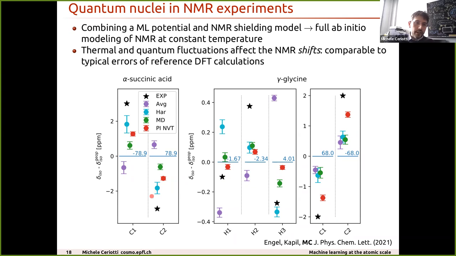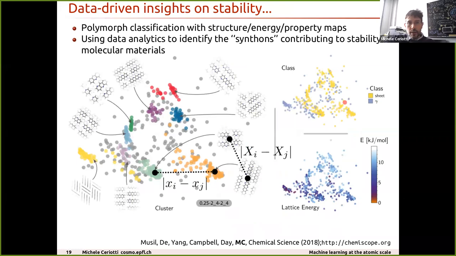And you can see, it's a complicated figure. We compare many different approximations to the chemical shieldings of the nuclei, but you see that systematically incorporating thermal and quantum fluctuations of the nuclei improves the accuracy of predictions with respect to experiments. So I mentioned before the possibility of using machine learning not just as a technique to complement and partly substitute electronic structure calculations, but also as a technique to understand better the structure-property relationships in the class of materials that you're studying.